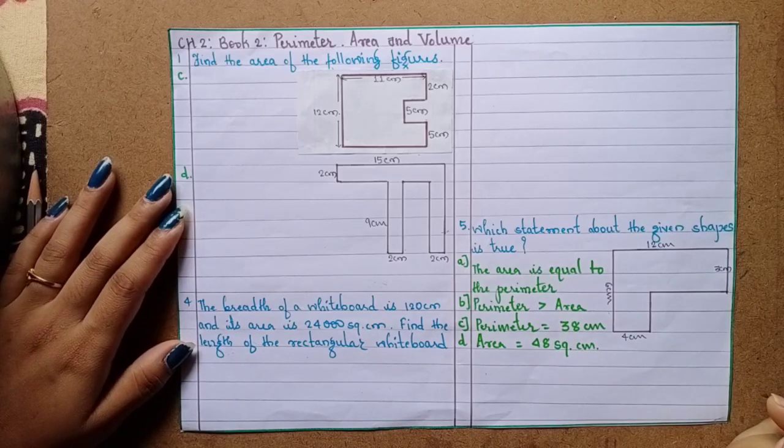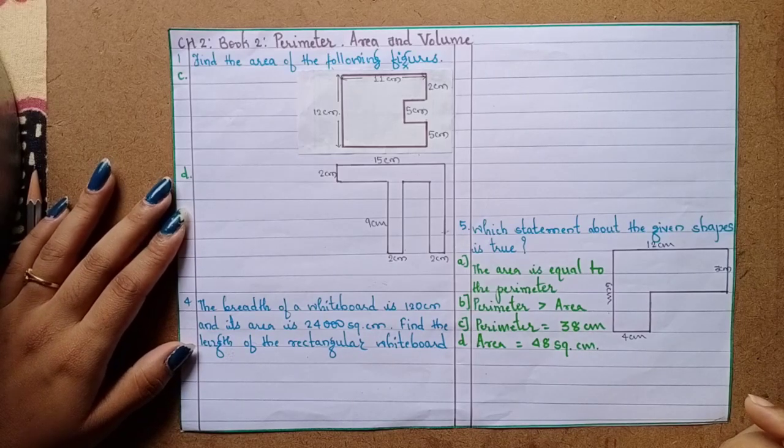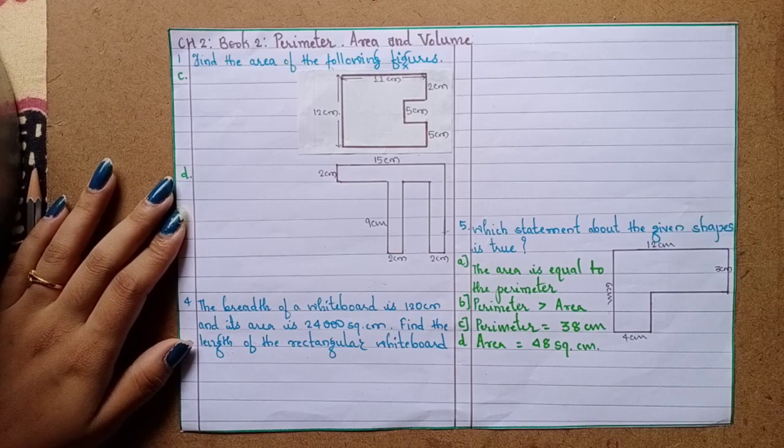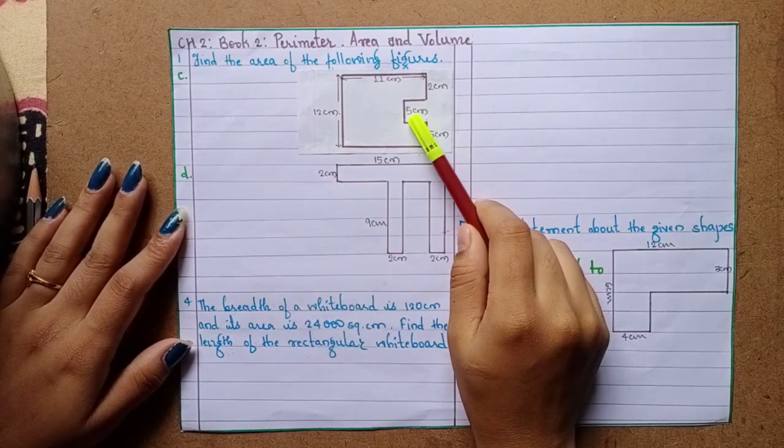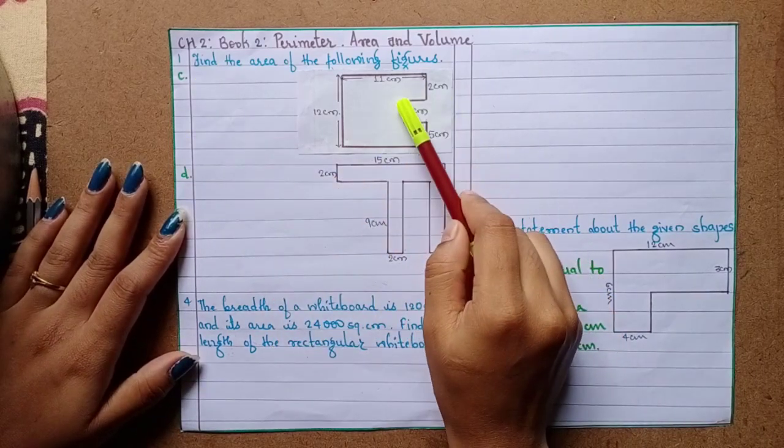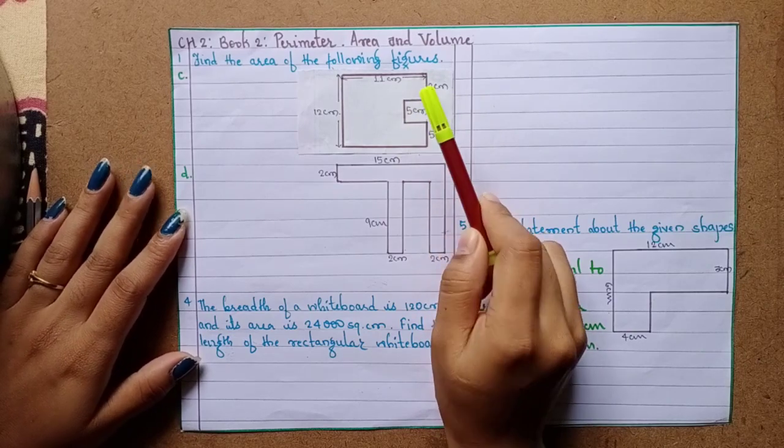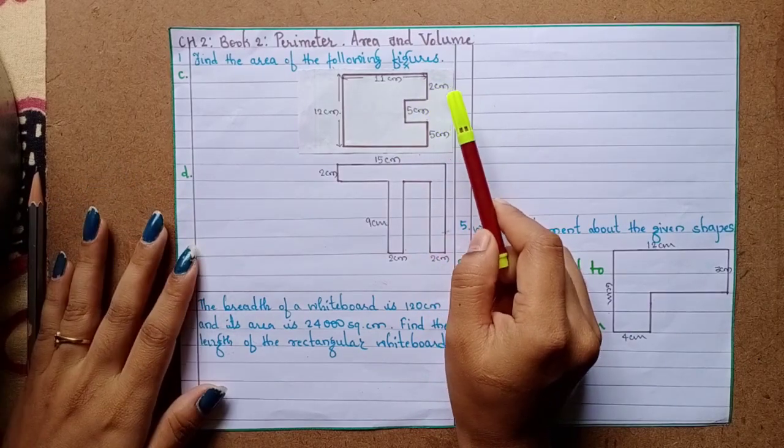Now let's find the area of composite figures. Find the area of the following figures. So here we have two examples, C and D, whose figure is given. This is a composite figure which we are going to divide into different parts, and then we are going to find the area.